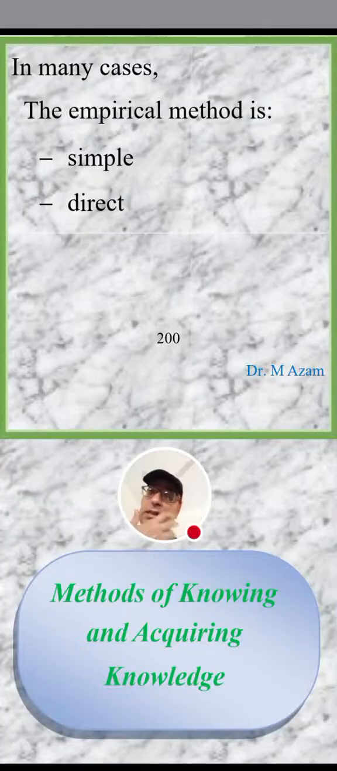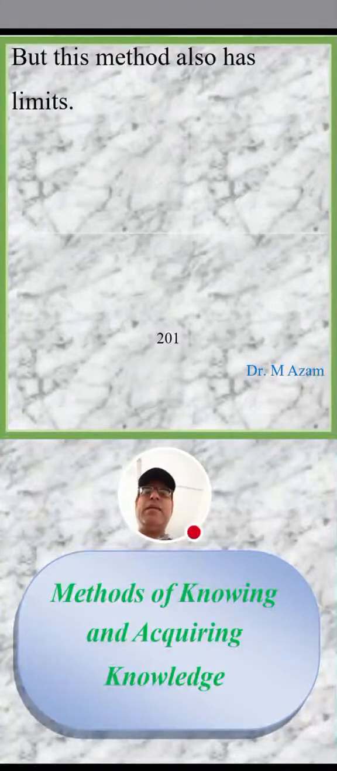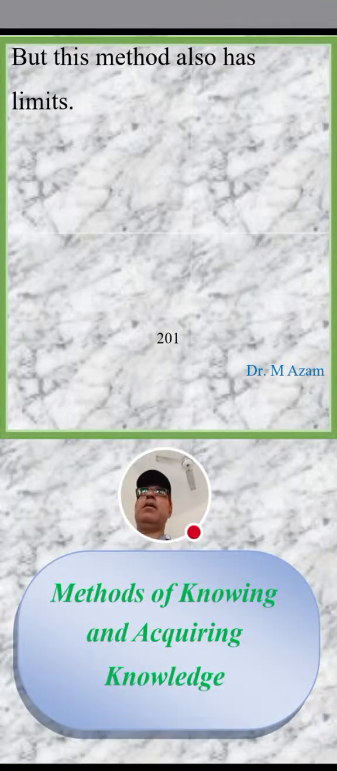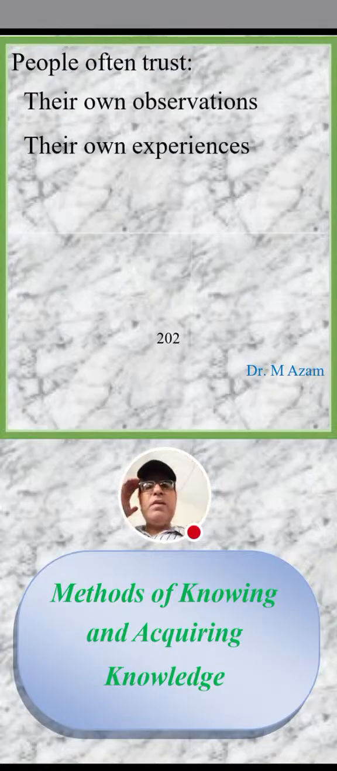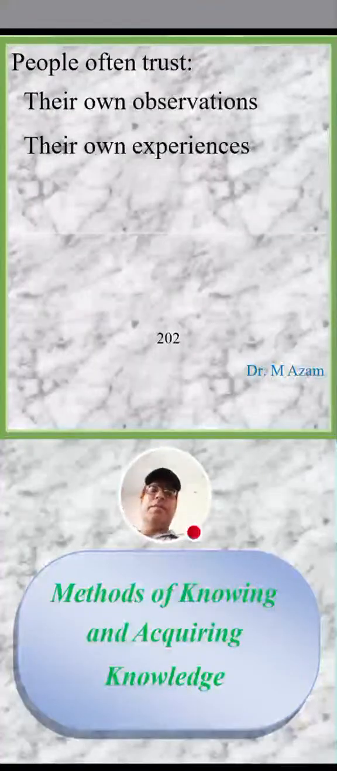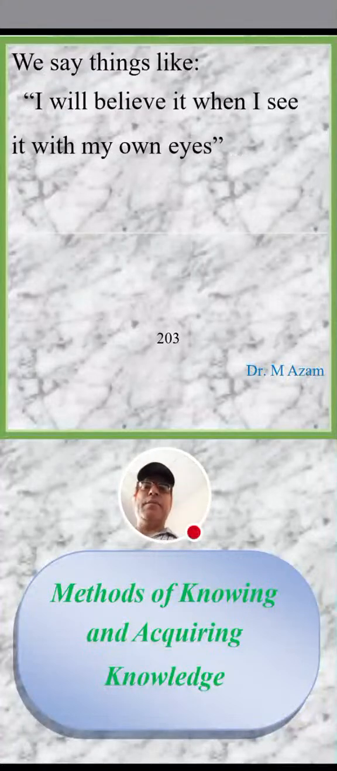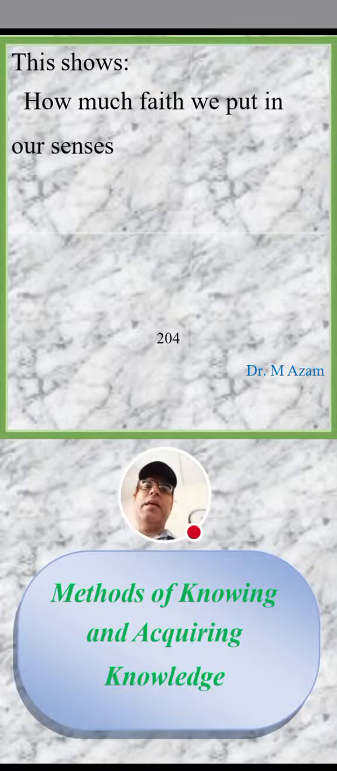In many cases, the empirical method is simple. In many cases, it is direct, but this method also has limits. It has some problems. People often trust their own observations, their own experiences. We say things like, I will believe it when I see it with my own eyes. This shows how much faith we put in our senses.